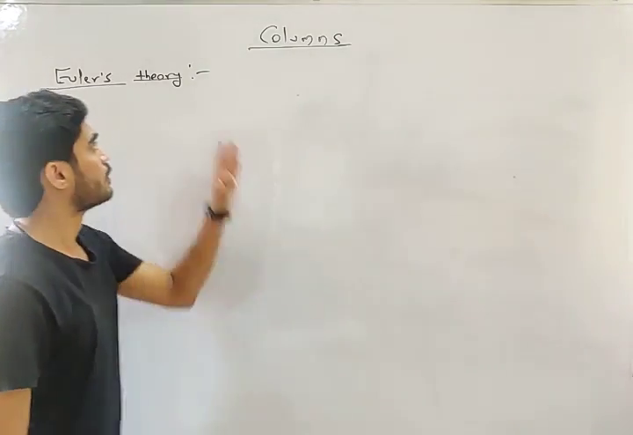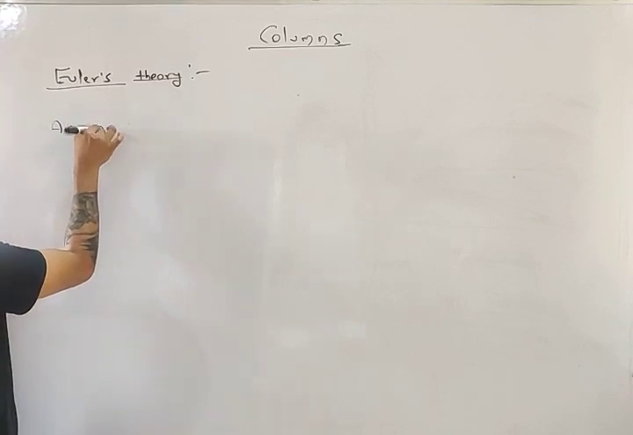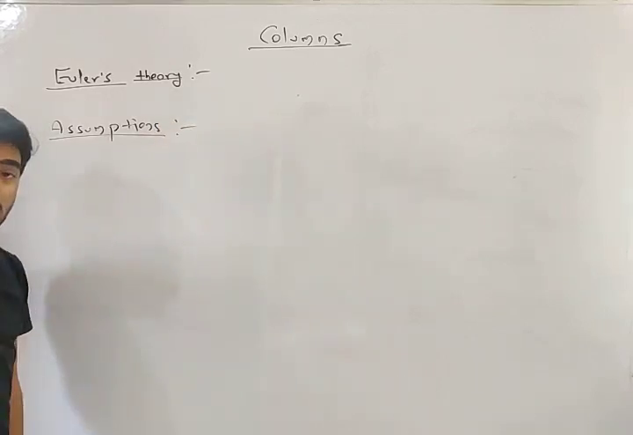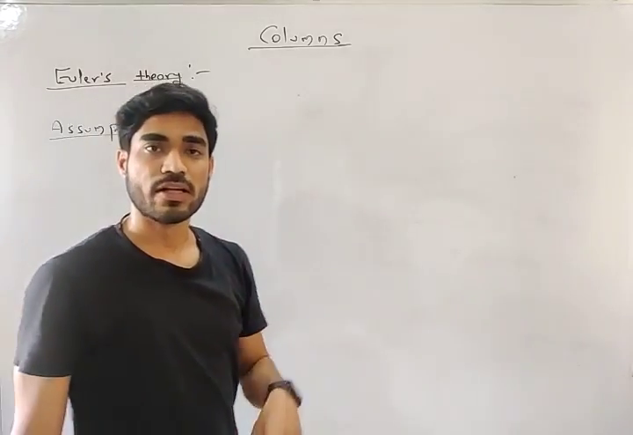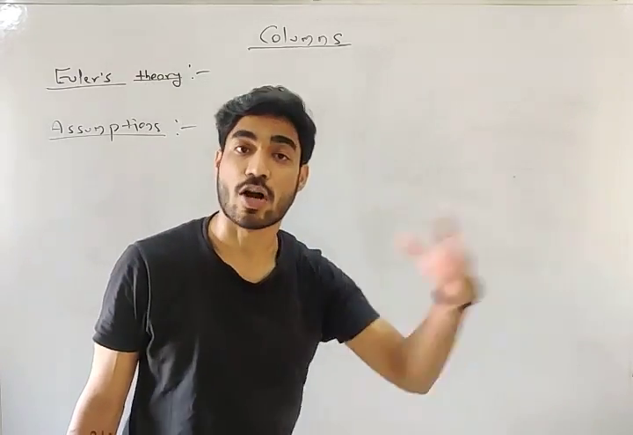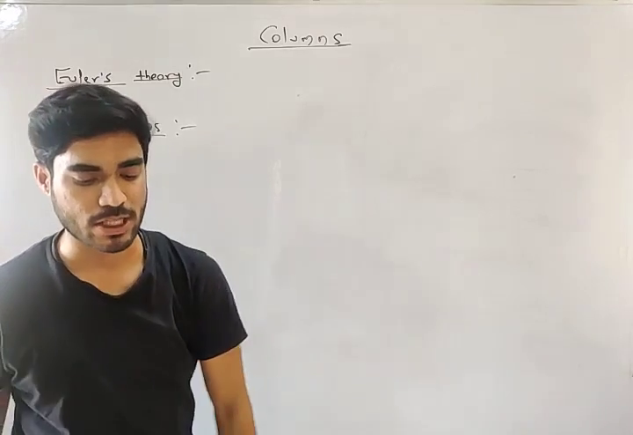Okay, so what are the assumptions of Euler's theory? Let's talk about the assumptions. It is important to understand the assumptions so that we will know in which case this equation is valid, and in which case this equation is not valid. So for that we need to understand the assumptions.